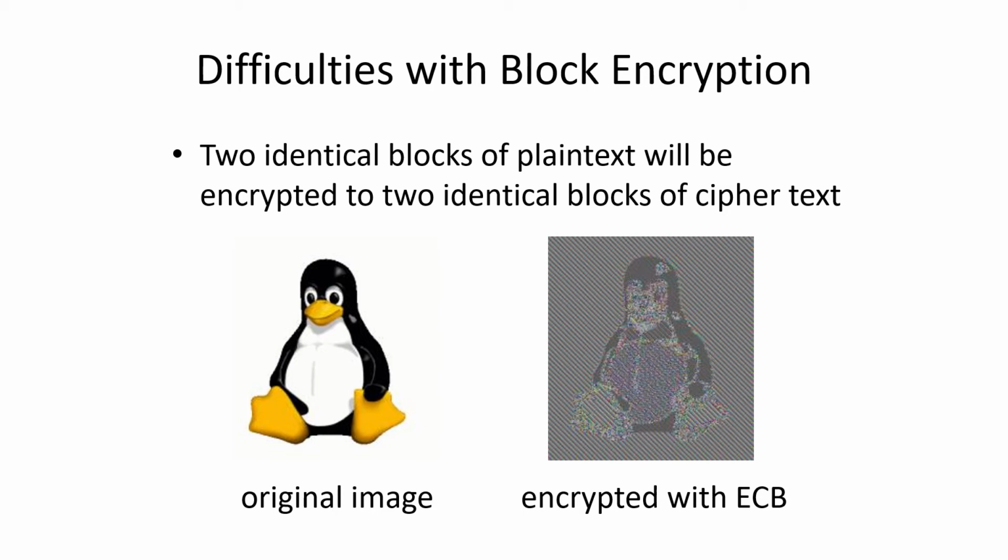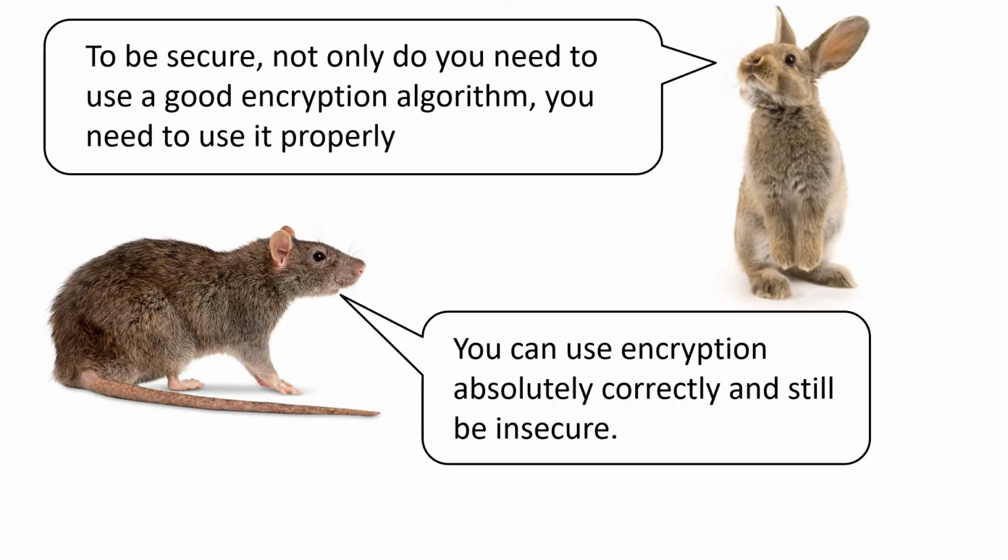Here's an interesting example. We have an image here. It'd be a BMP image. And then we encrypt it using the electronic code book method. And you end up with values where all the blocks that are one color encrypt to the same value. So if you look at the ciphertext as a picture, you can see the penguin inside the ciphertext. You lose the proper colors, but you can see the image there. It didn't really hide it as well as you'd like. To be secure, not only do you need to use a good encryption algorithm, you need to use it properly. You can use an encryption algorithm perfectly correct and still be insecure.